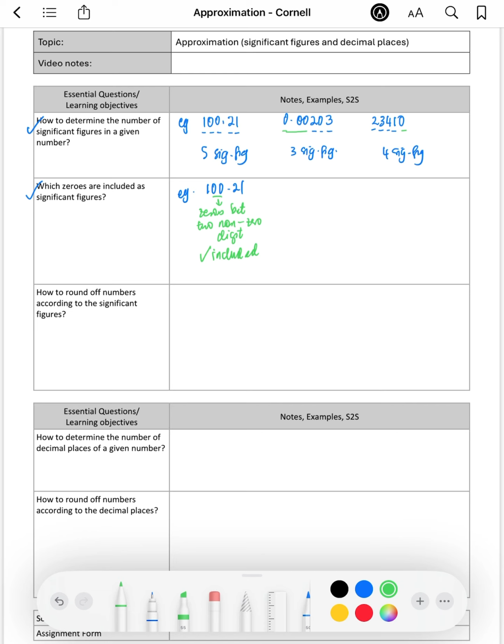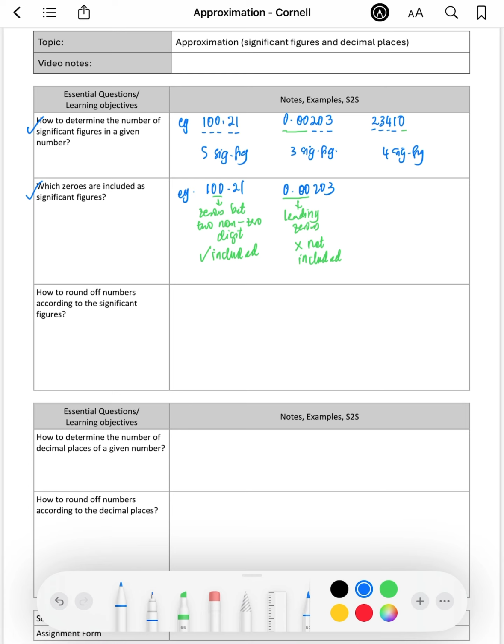Okay. Now, if you have 0.00203, the first three zeros here are in front. These are called the leading zeros, the zeros in front, the ones that lead the number. Leading zeros are not included as significant. That is why we count the number of significant figures starting with the first non-zero digit after the leading zeros.